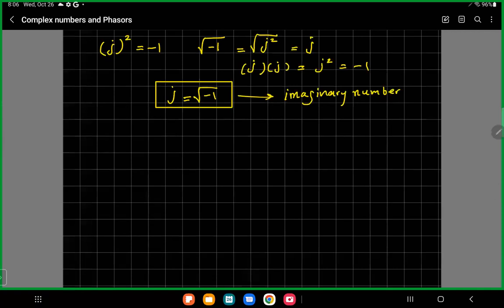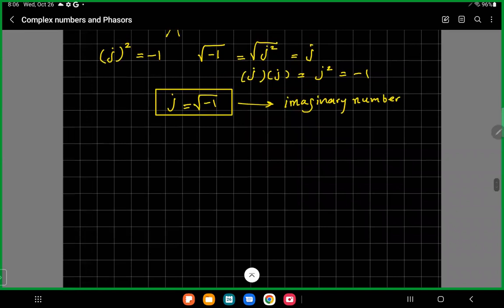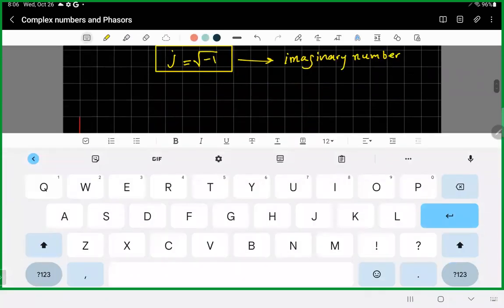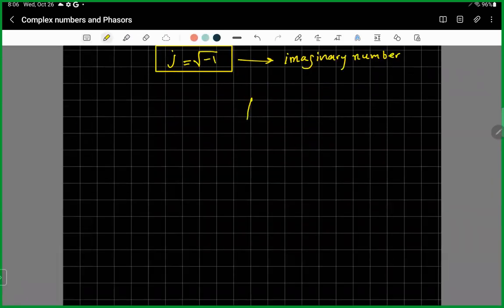So now I'm going to do something really interesting. You remember X and Y? So that's X and Y. You remember something called the unit circle? Okay, let me just make the unit circle.